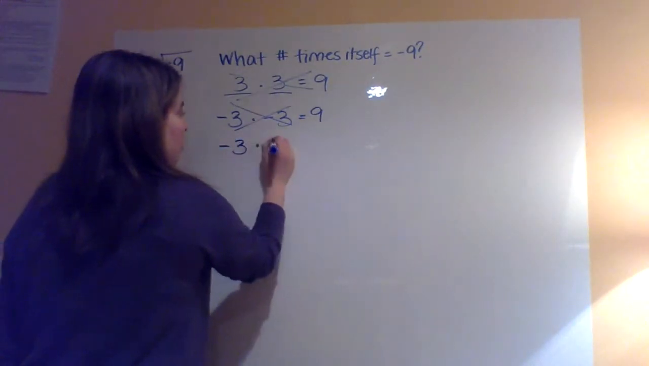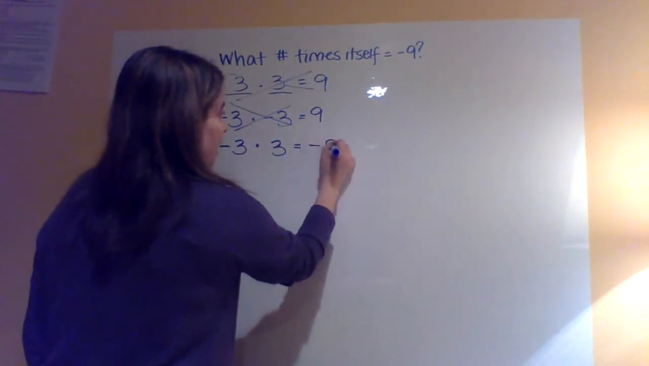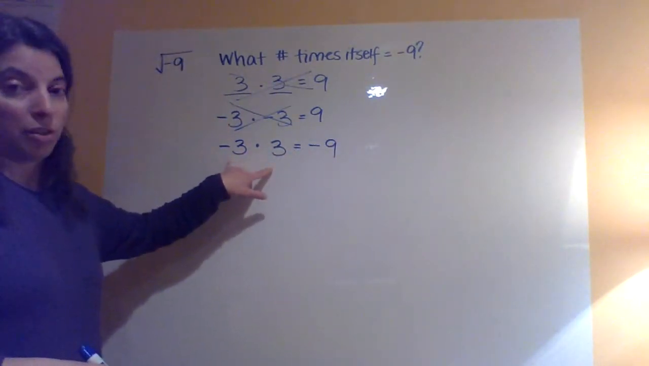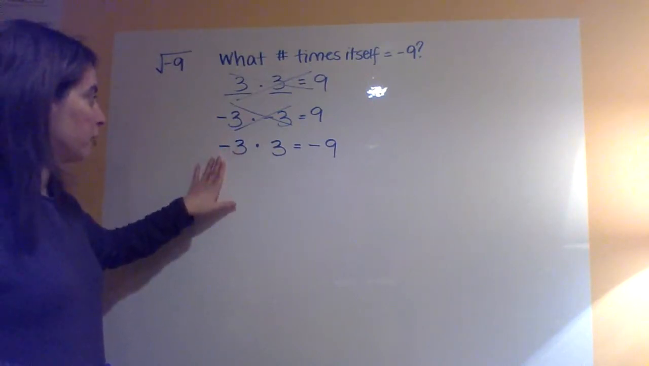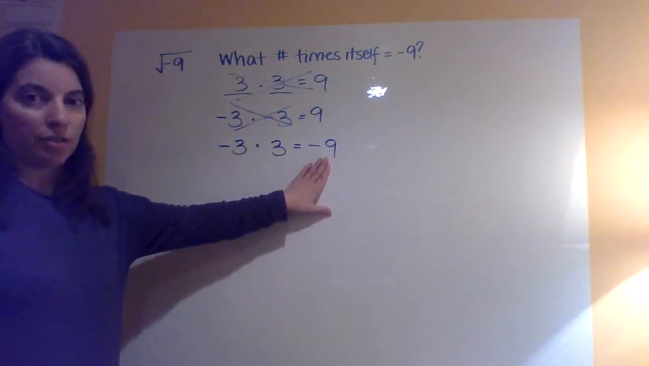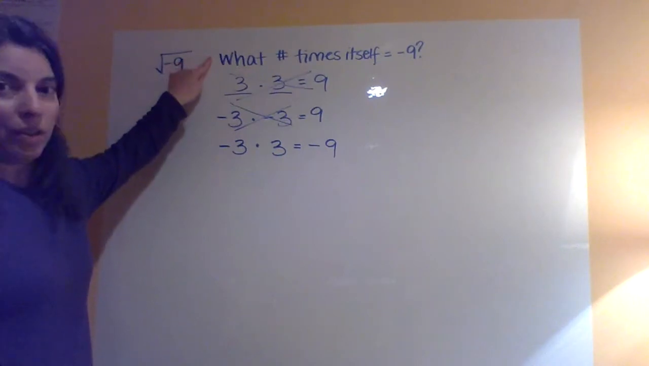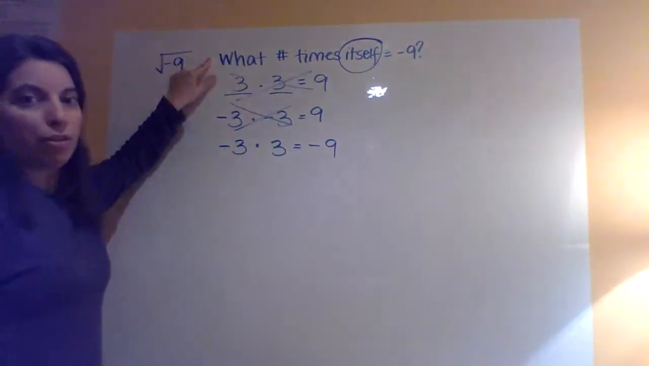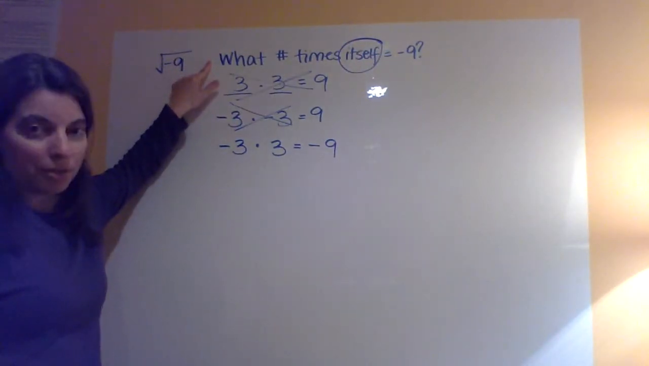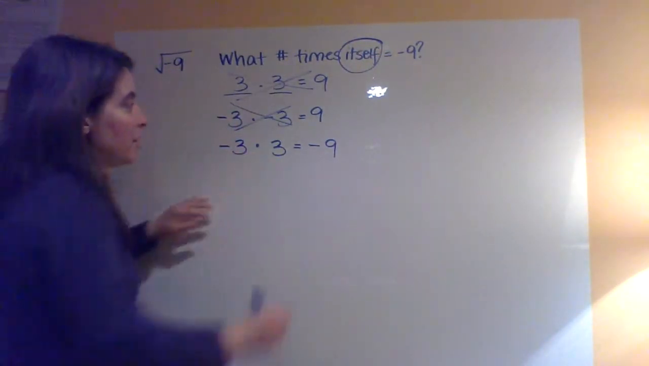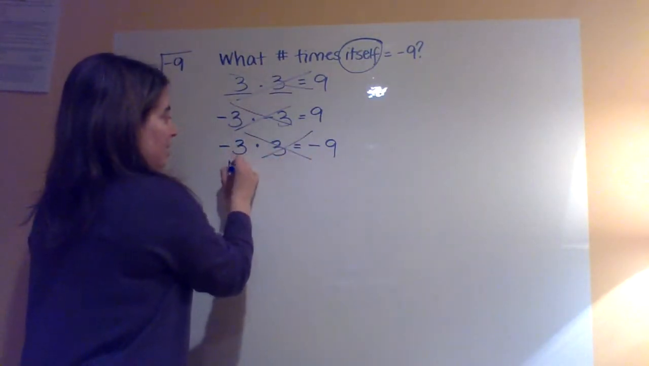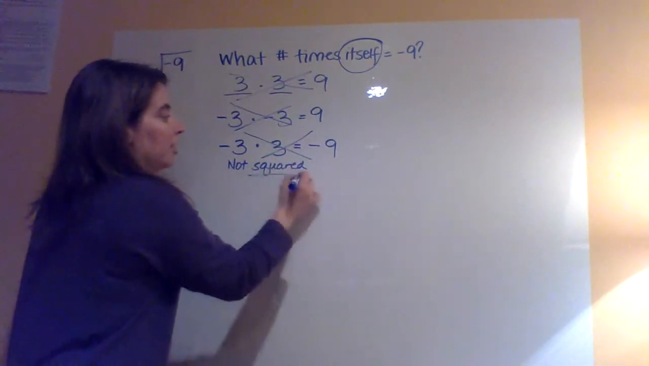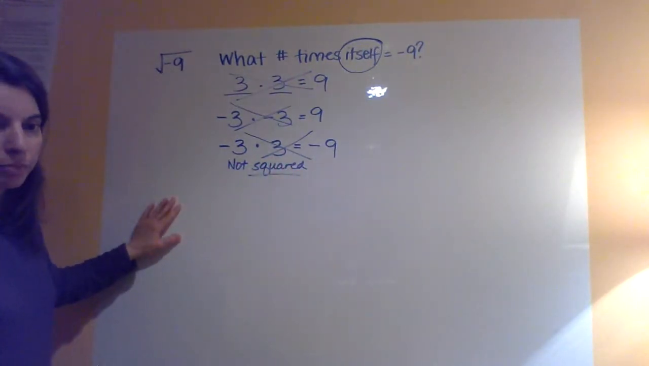And someone might remember, okay, well, the only way to get a negative answer is to have two numbers with different signs, which is true. This is a true statement. Negative 3 times 3 does equal negative 9. But it doesn't really help us in this case because I want a number times itself. And 3 and negative 3 are very different numbers. So this doesn't help either because it's not something squared, right? Squared means times itself. This is two different numbers.